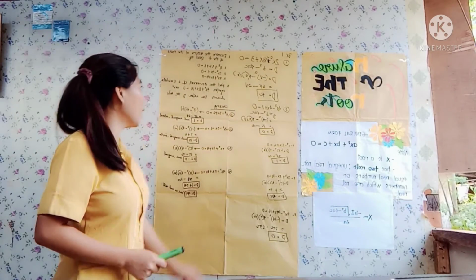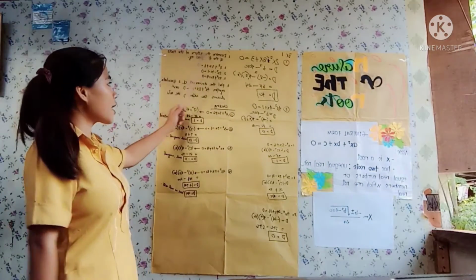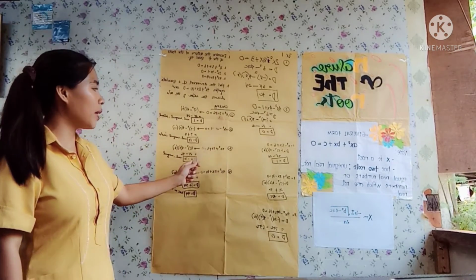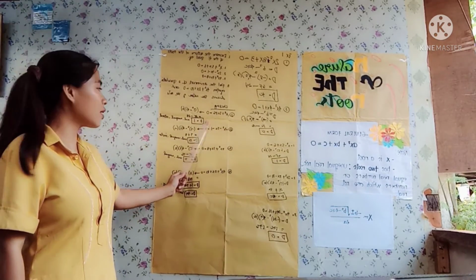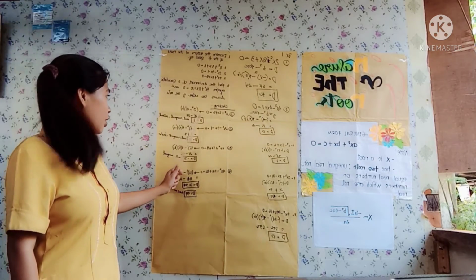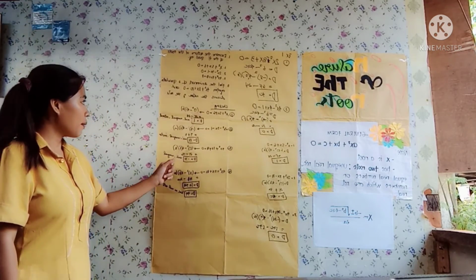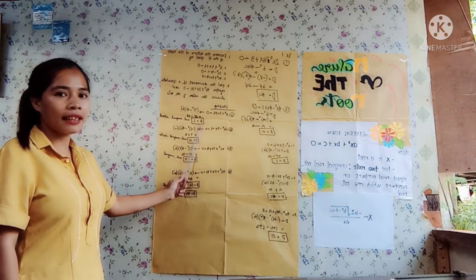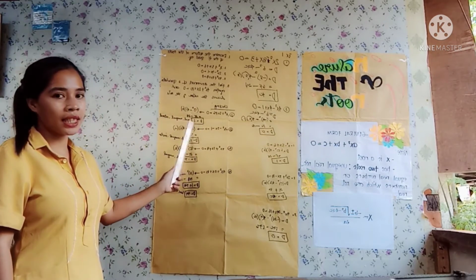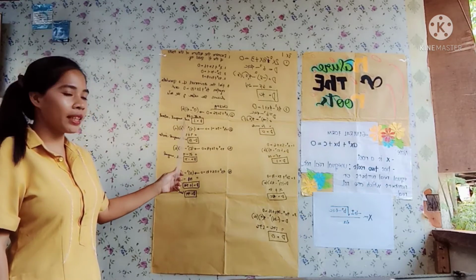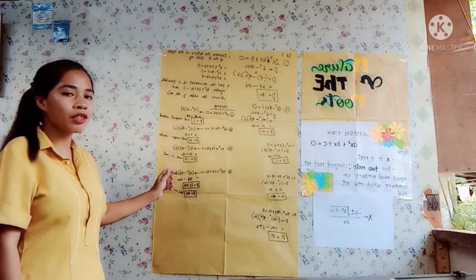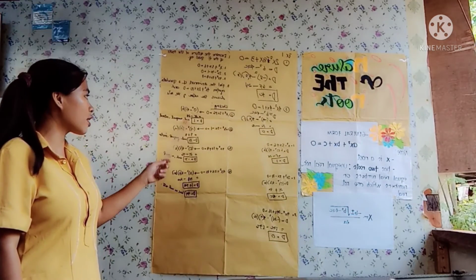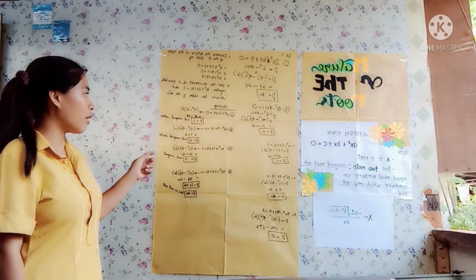We have number 1. Examine the nature of the roots of the following quadratic equation. We have x squared plus 5x plus 6 equals 0. Now we have our discriminant equated to 5 squared minus 4 times 1 times 6, and we get the discriminant of positive 1. Now our discriminant is greater than 0 and it is a perfect square. So therefore, our nature of roots is real and equal and rational.